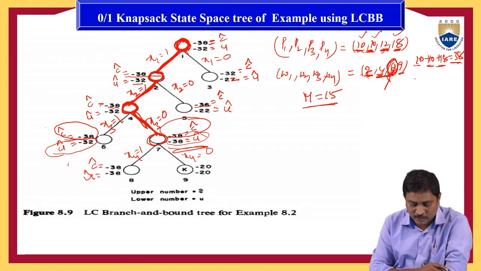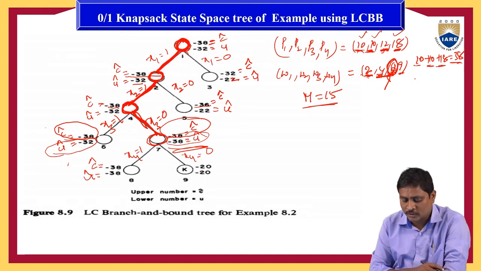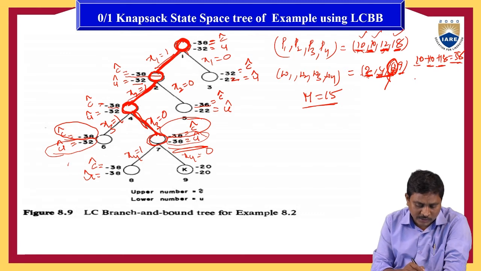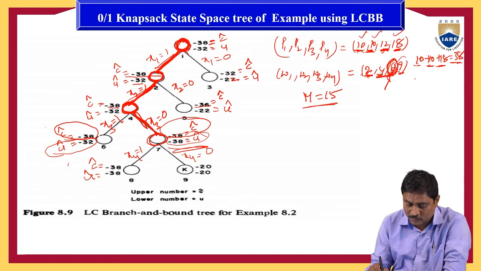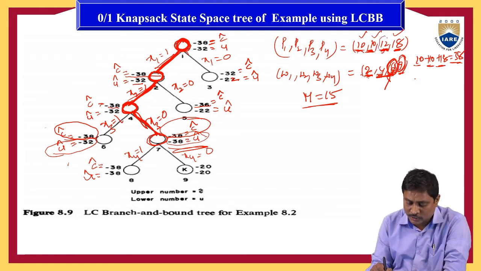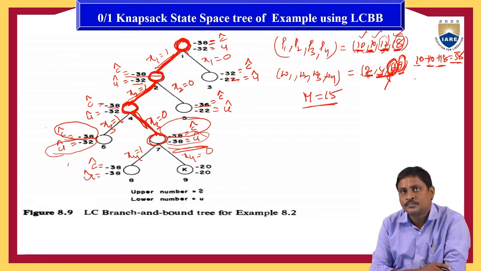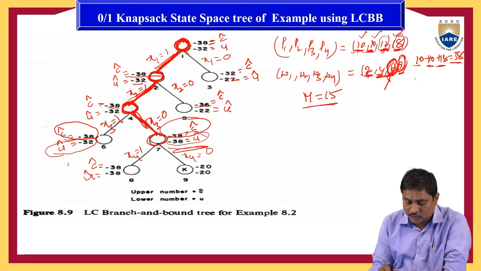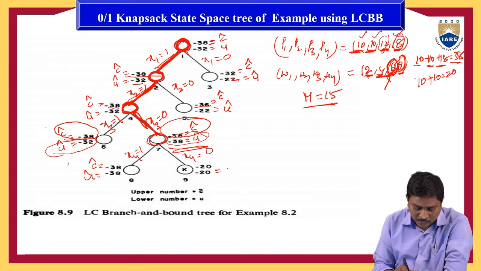Next, x4 equal to 0. x4 equal to 0 means we consider x1 here already, x2, and x3 is not considered, x4 also not considered. That means x3 and x4 both are not considered. So we are going to consider only these two. So 10 plus 10, 20. This 20 is the upper bound value.